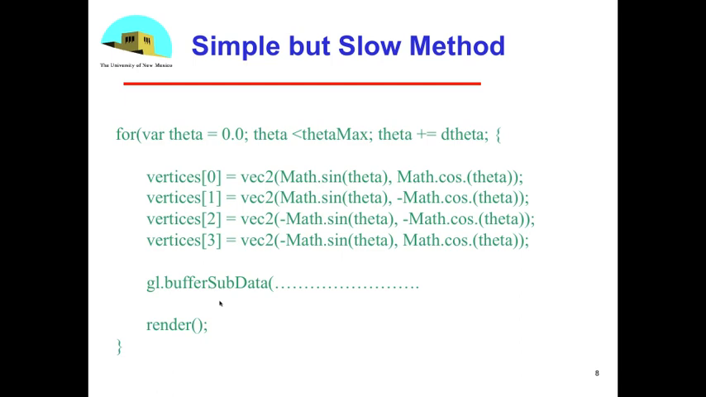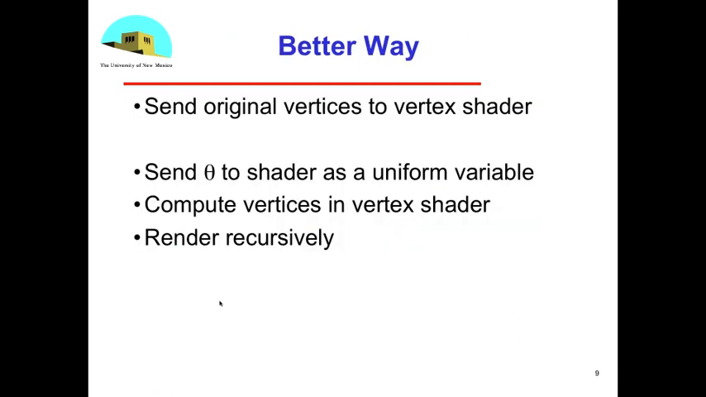So a better way would be to send some vertices out and then send theta out. Start off with the vertices at 4 convenient points like (0, 1), (0, 0), (-1, 1), (0, -1). Then send theta out to the shader and do a rotation there that computes sine theta and cosine theta for those values of theta that I send in, and I use what's called a uniform variable to do that. And then how do I render that?